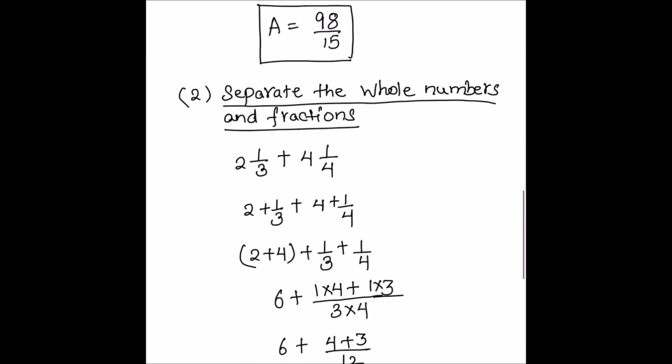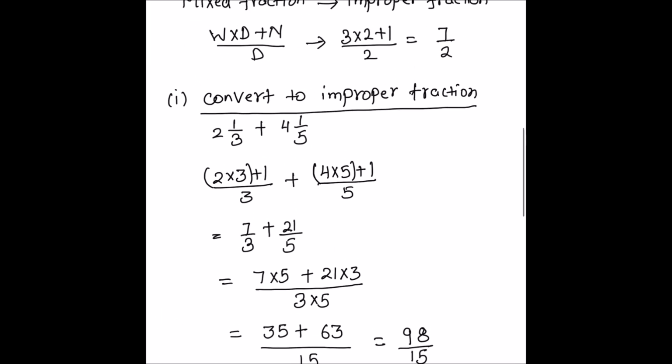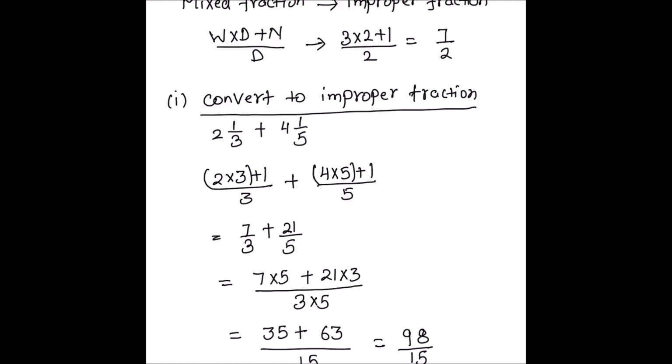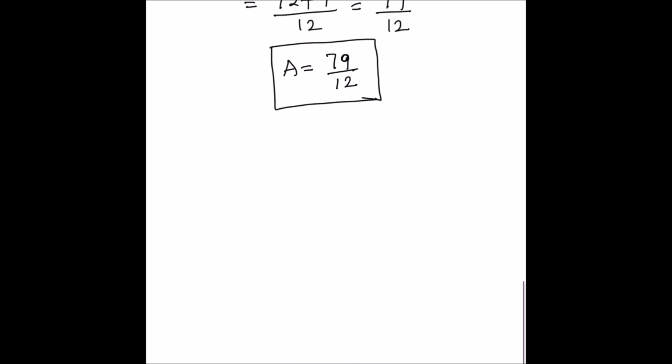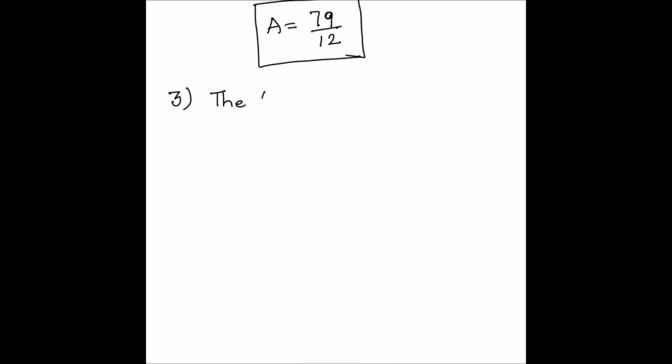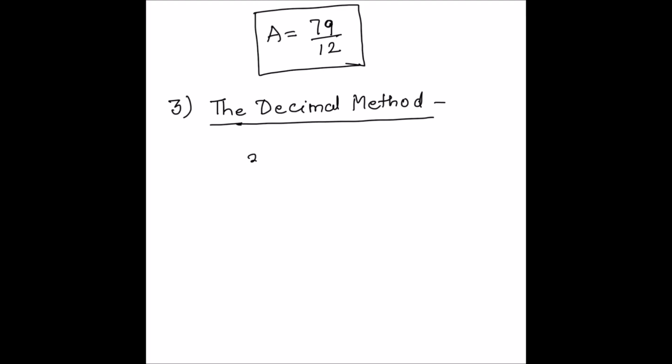So the first way was to convert the mixed fraction into improper fraction. Second was to separate the whole numbers and fractions. And the third one is the decimal method. In the decimal method, let's have two mixed fractions like 3 1/4 plus 1 1/2. So here we can write it as 3 plus 1/4. First we'll break the whole part and the fractional part, plus 1 plus half.